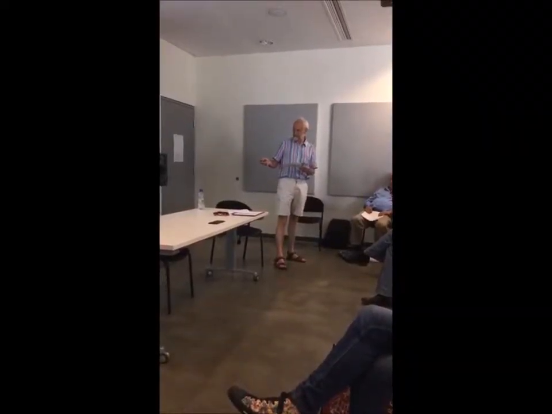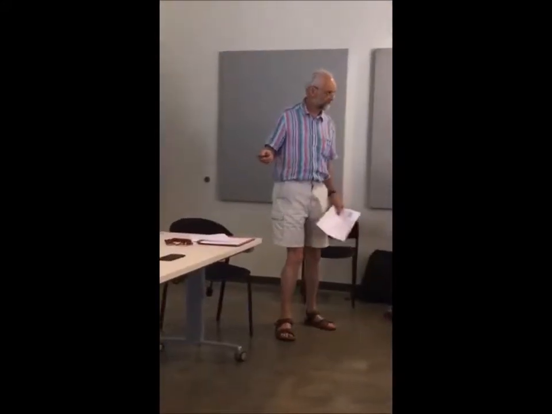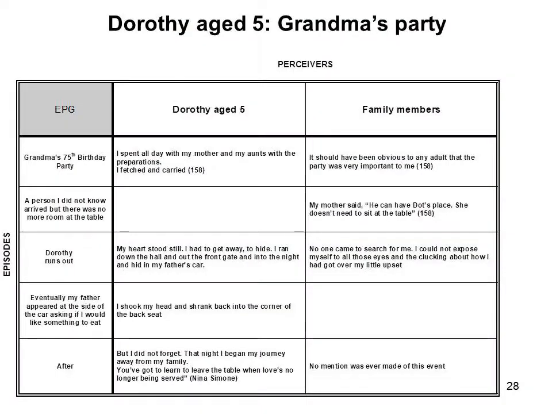The next episode was that Dorothy ran out of the room. My heart stood still. I had to get away, I had to hide. I ran down the hall and out of the front gate into the night and hid in my father's car that was parked outside. And she sat in the back seat of the car, it's quite graphic in the book. No one came to search for me. I could not expose myself to all those eyes and the clucking about how I got over my little upset. She couldn't feel that she could go back. But eventually my father appeared at the side of the car asking if I would like something to eat. I shook my head and I shrank back into the corner of the back seat.